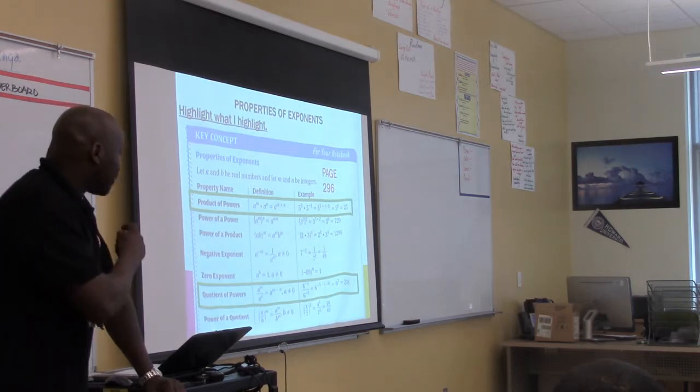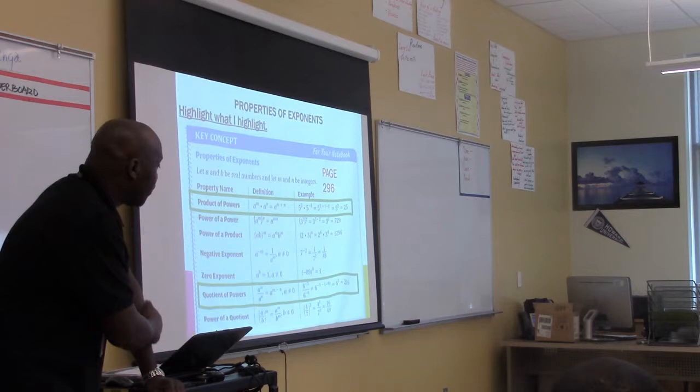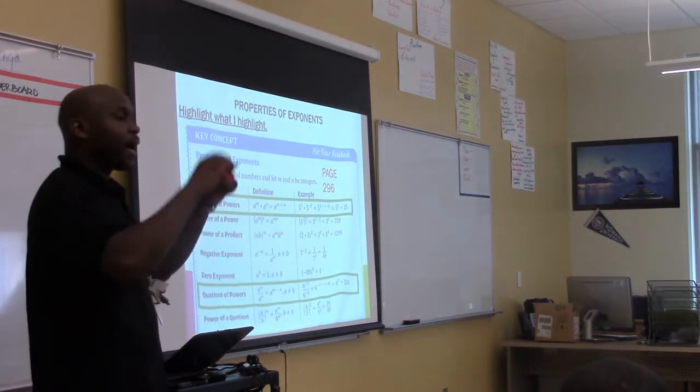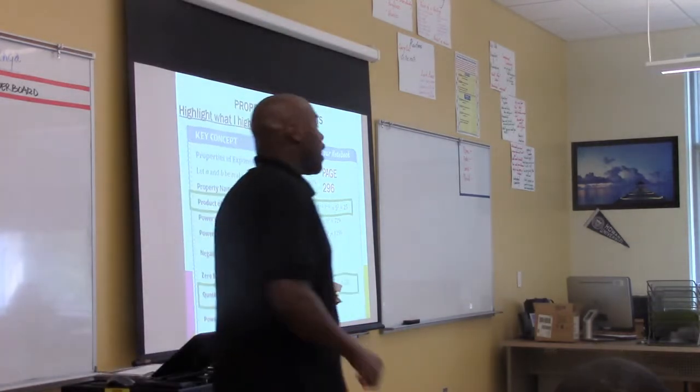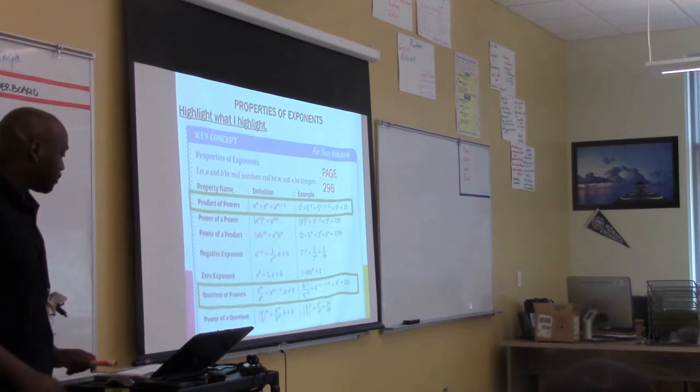And then, last but not least, we have power of a quotient, where we have a over b, all to the m power, and we apply that exponent to everything. So it's going to be a to the m over b to the m.